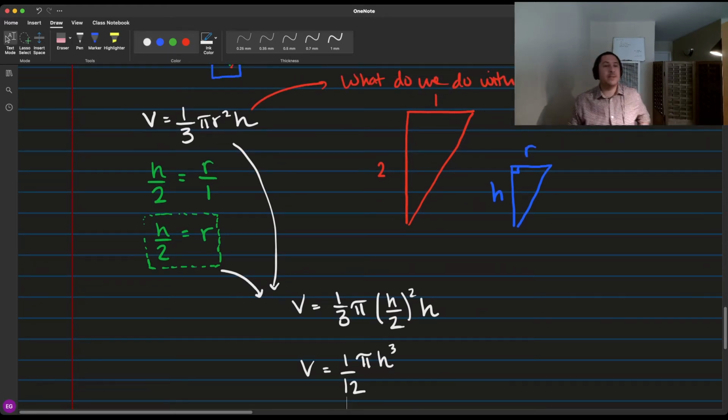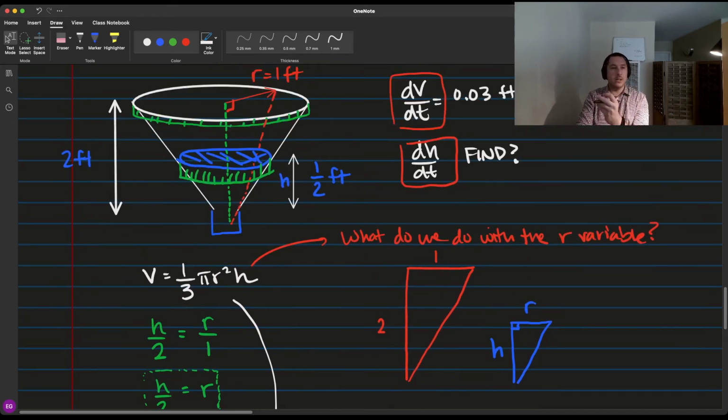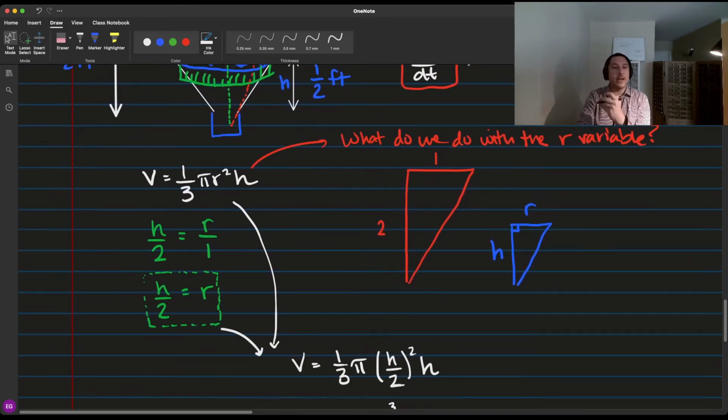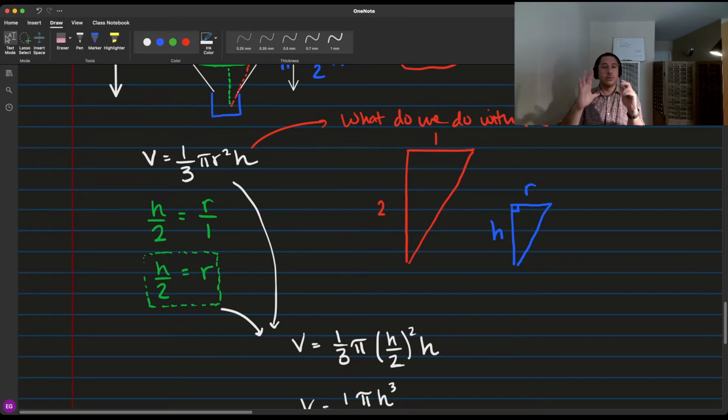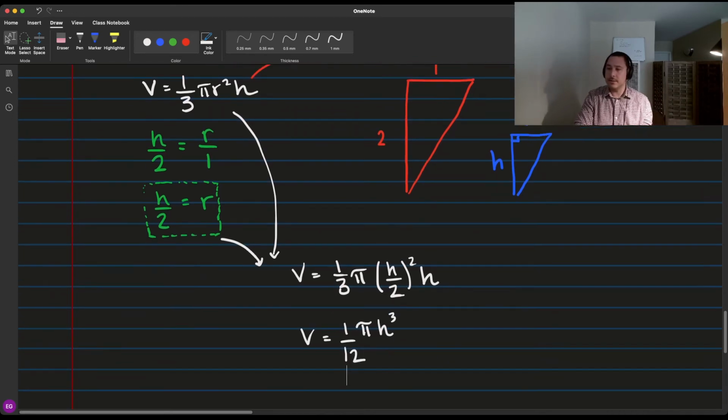So my first step was to get rid of the r variable. I only want to have v and h, the 2 variables that I want to relate. So how did I get rid of that? Well, I realized that by looking at the cone, I could set up similar right triangles. Remember, there's the rule which says the ratio of sides in proportional triangles can be set equal to each other. So I put h over 2 equals r over 1. That gives me what r is.